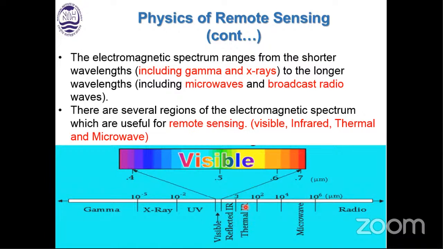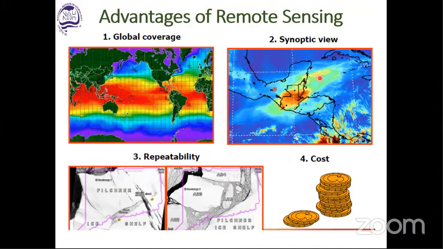But when we talk about the sensor, various instruments and cameras can detect a range of this particular spectrum. So what are the particular advantages of remote sensing? Why do we use remote sensing?